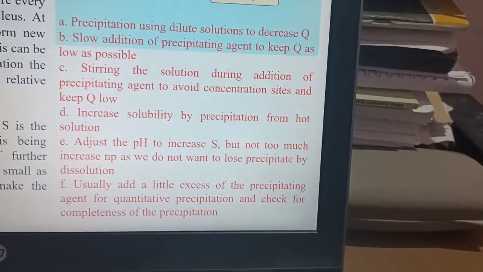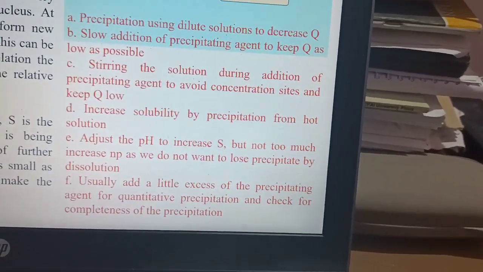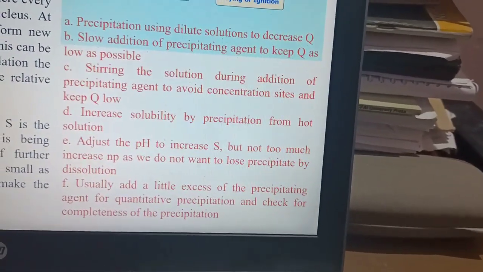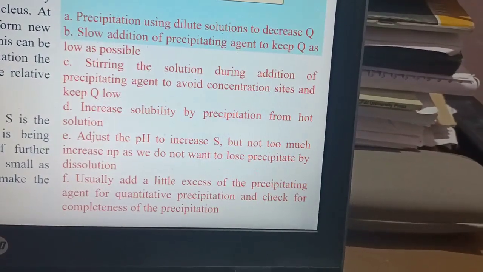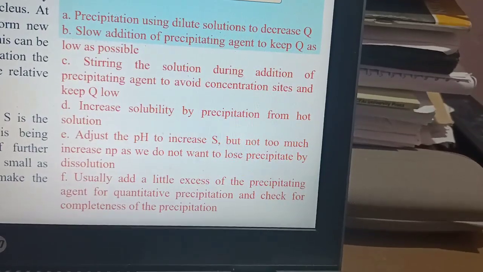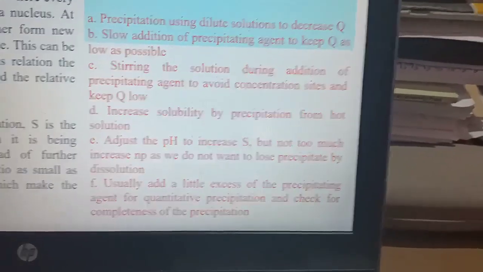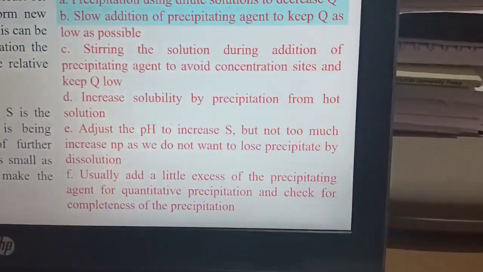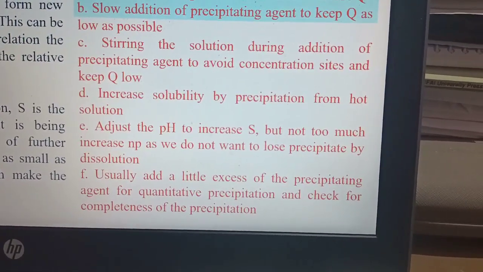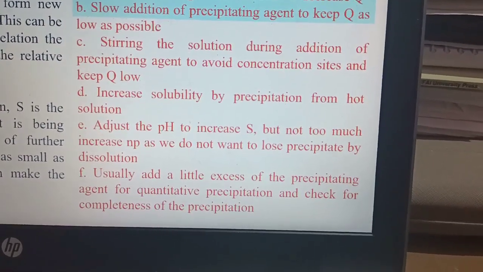Increase the solubility of precipitate by precipitating from the hot solution. Adjust the pH to increase the S, but not too much increase, as we do not want to lose the precipitate by dissolution. Usually add a little excess of precipitating agent for quantitative precipitation and quick check for complete precipitation.